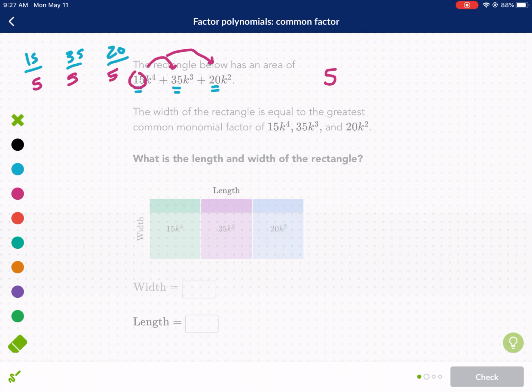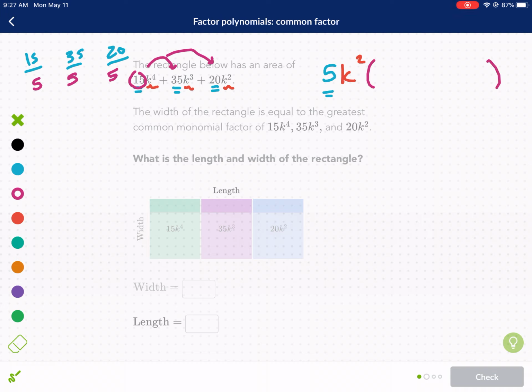Actually, let me make it blue. Stay with the theme here. 5. Now, we need to look at our variables. With the variables, we're always going to pick the smallest one. In this case, it's k squared. They all have the same base. So our greatest common factor is going to be k squared, the smallest one.